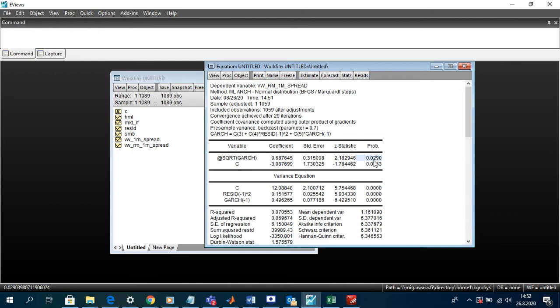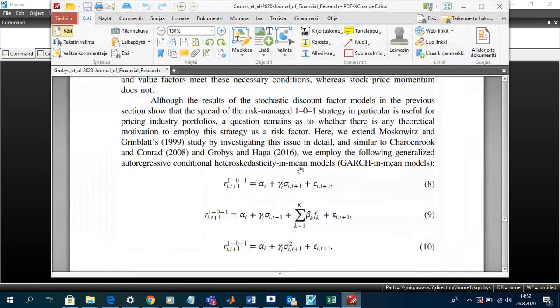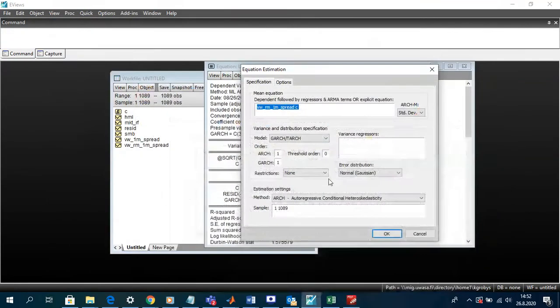0.03 in rounded figures. So on the 5% level, we reject the null hypothesis that this is 0, hence it is significant, and it implies that this risk-managed short-term industry momentum qualifies as a risk factor given this model framework. Again, we can now put the variance here in the mean equation, so the sigma squared conditional on time t, respectively t+1.